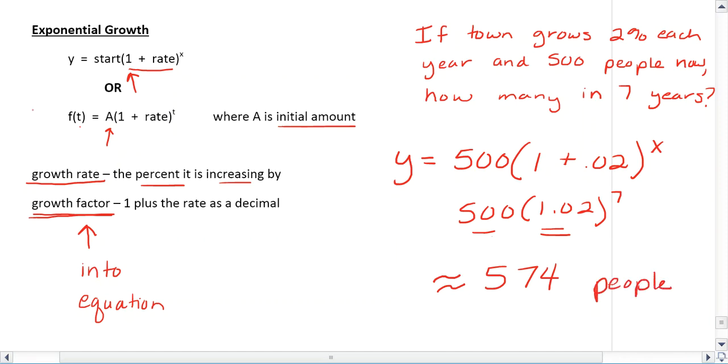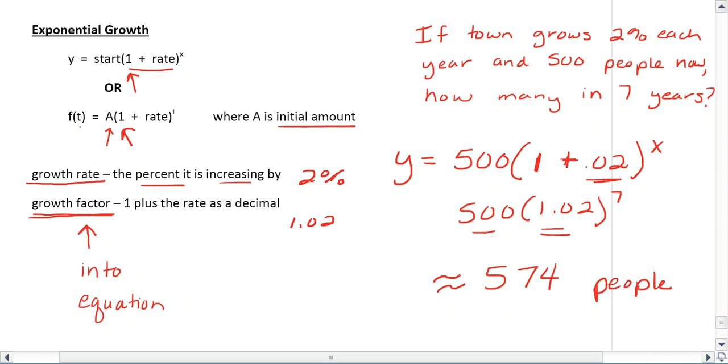So once again, this 1 represents the amount that you're starting with. And you have to have that 1 in there to have the stuff you're starting with and then add on or increase it by your growth. So in this problem, the growth rate is 2% and the growth factor is 1.02. We're going to talk about those two a lot more.